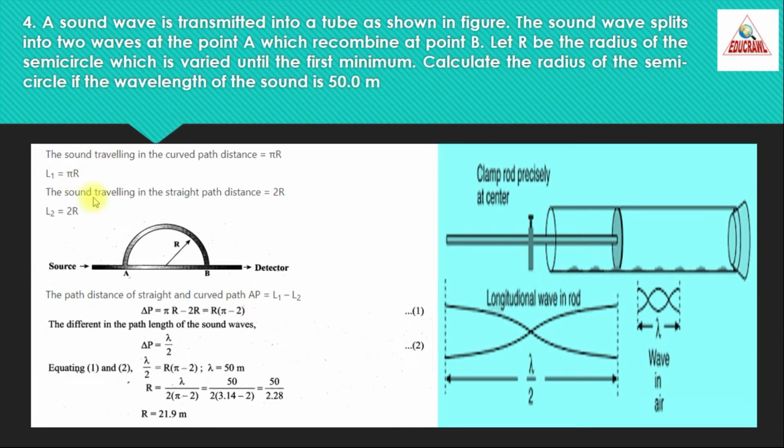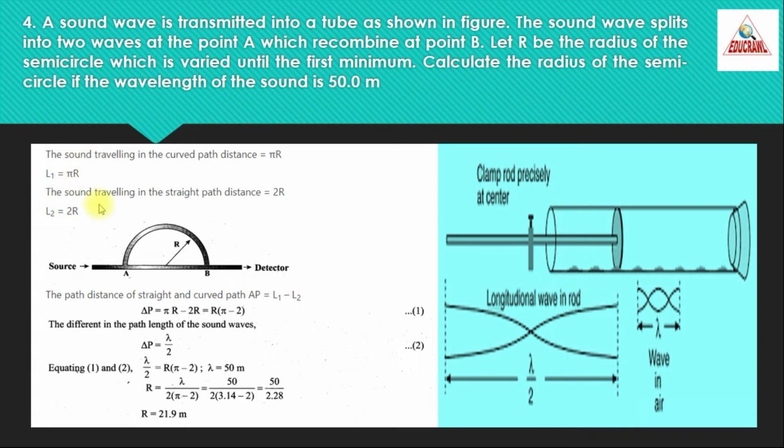So, we have to calculate the total distance travelled by the sound wave. So, the sound travelling in the curved path. The curved path resembles a semicircle. So the total distance traveled is the total circumference divided by 2 because it is a semicircle. The total circumference of a circle is 2 pi r. Since it is a semicircle, 2 pi r divided by 2. So the curved path distance is pi r. So the distance length 1, L1 is equal to pi r. This is the first length.